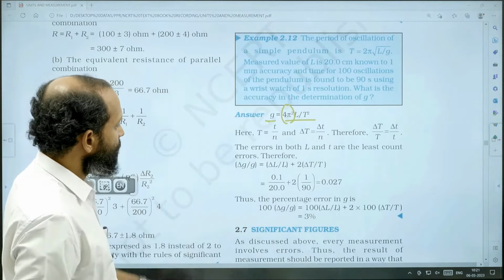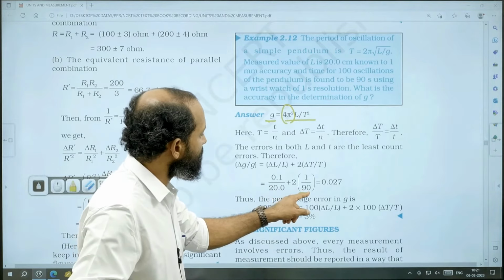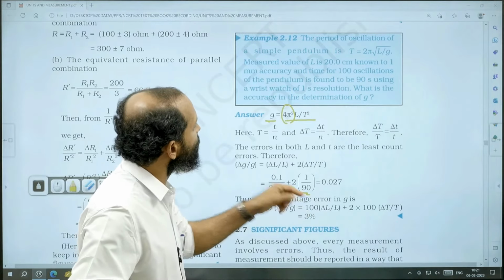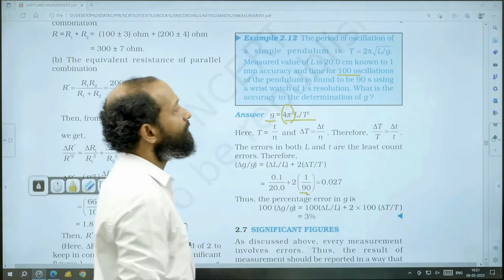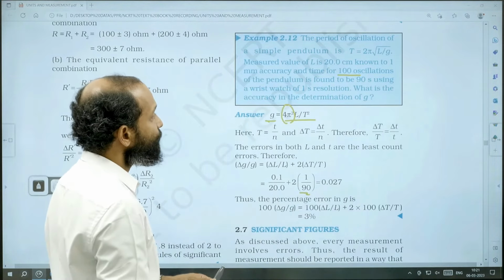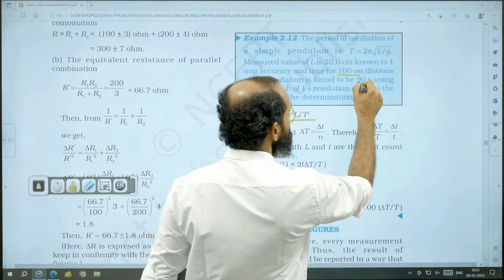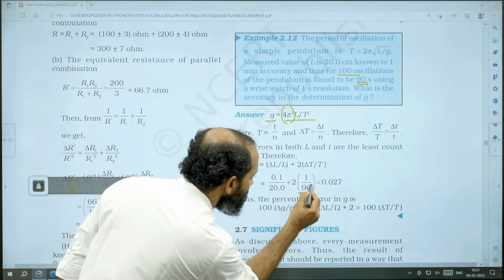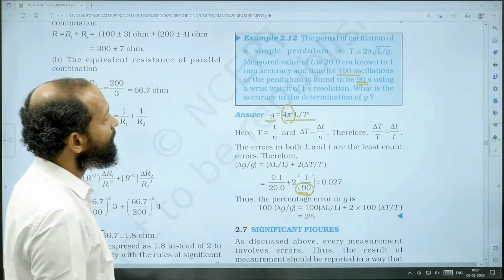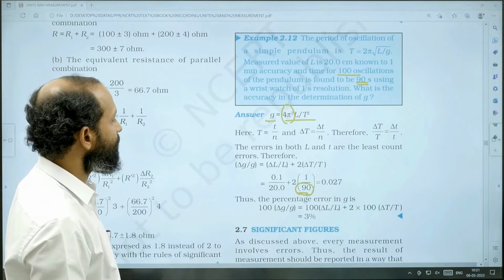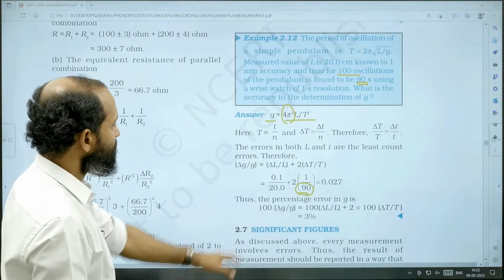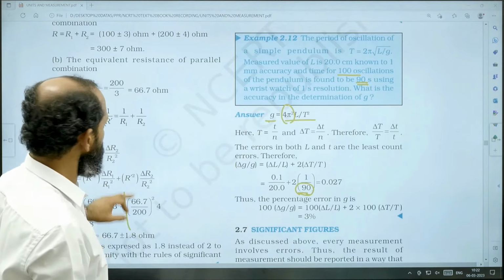While measuring T here, it's very important to note the time for that many number of oscillations. 100 oscillations' time was measured using the experiment. The time measured was 90 seconds. That is why here you have to write the number of oscillations. The time required for 100 oscillations is 90. So this problem is also very important.